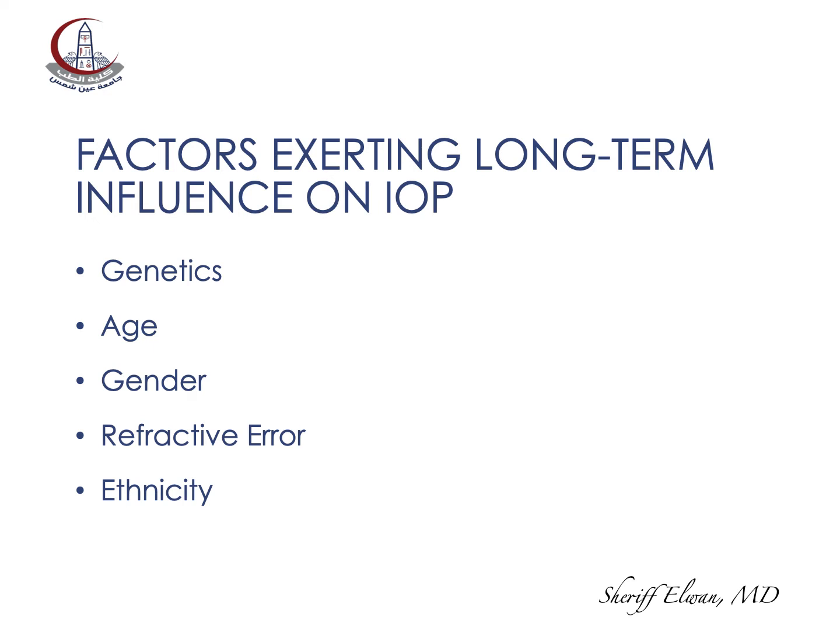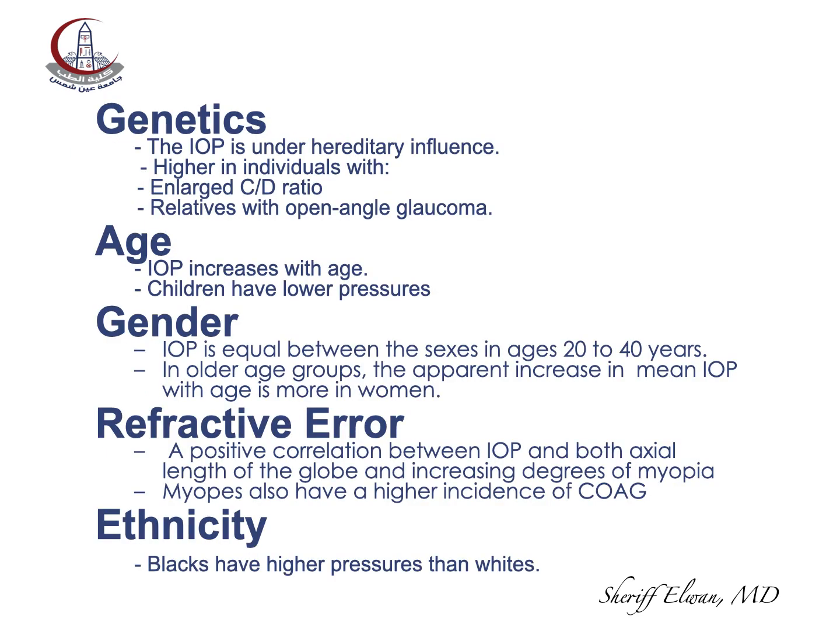Now we come to another issue, which is factors exerting influence on the intraocular pressure, and we shall start with the long-term factors, which are namely genetics, age, gender, refractive error, and ethnicity. Genetically, the intraocular pressure is under hereditary influence. It's higher in individuals with enlarged cup disc ratio or those who have relatives with open-angle glaucoma.